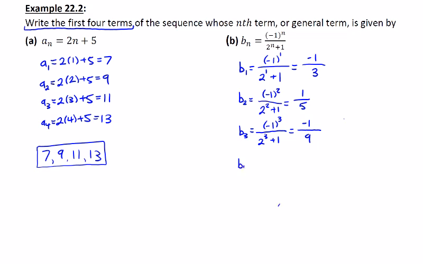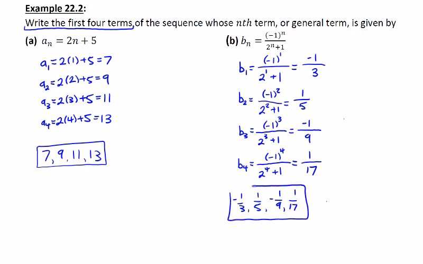And then finally for B4, negative 1 to the fourth divided by 2 to the fourth plus 1: positive 1 for the numerator, and 17 for the denominator. Writing these out as a list: negative 1/3, comma, 1/5, comma, negative 1/9, comma, 1/17.